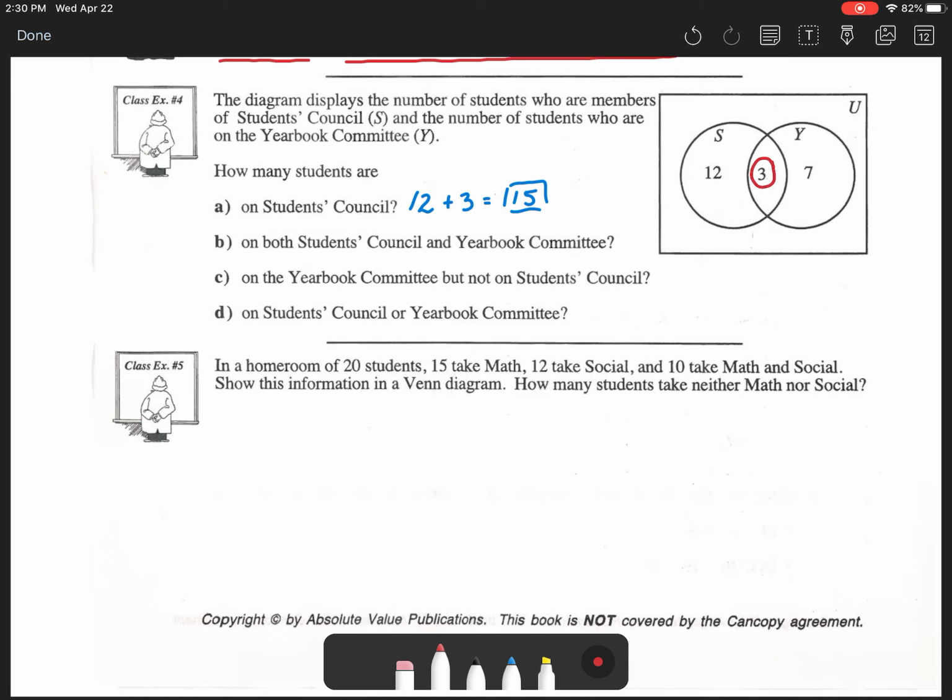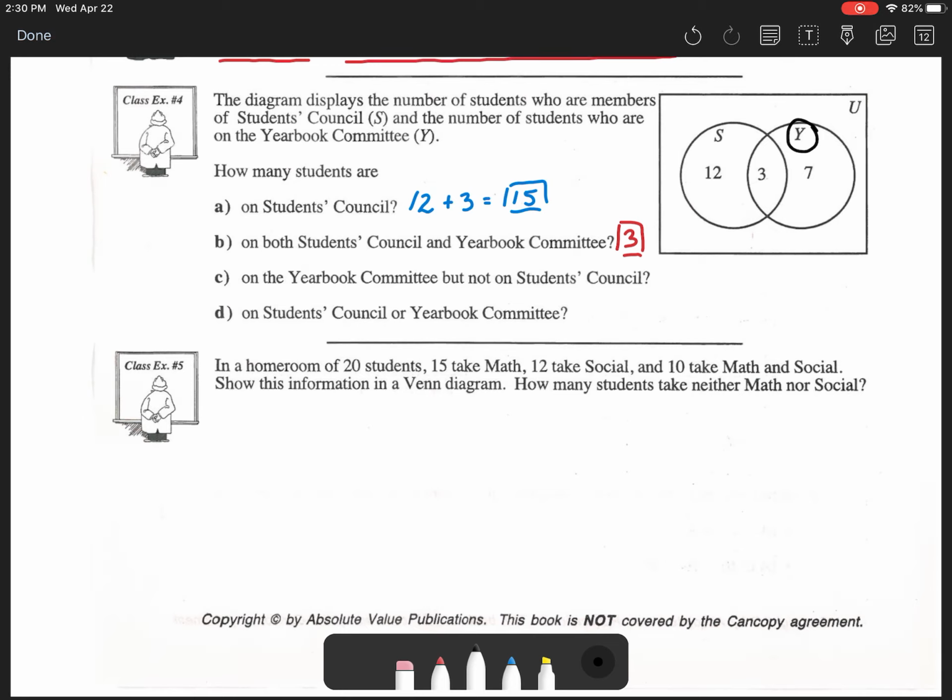Okay, next, on both student council and yearbook. So that's like saying A and B, or in the last question, P and Q. When they say "and," they're focused on that number in the middle, aren't they? So that's just the number 3 right there.